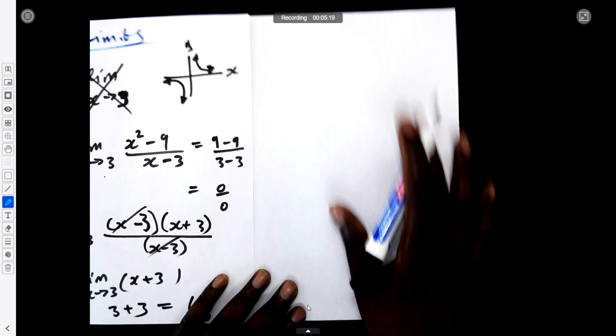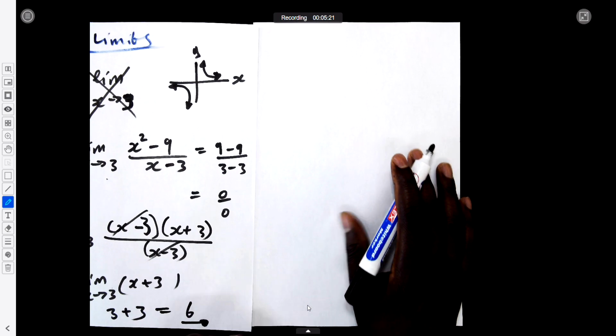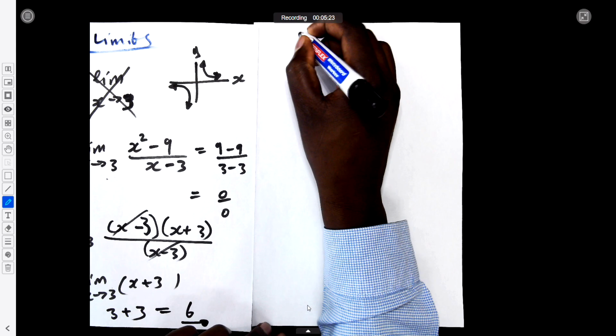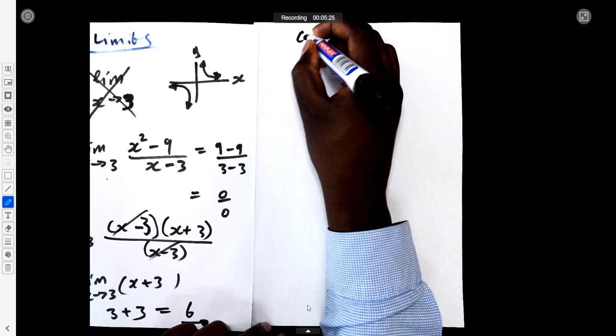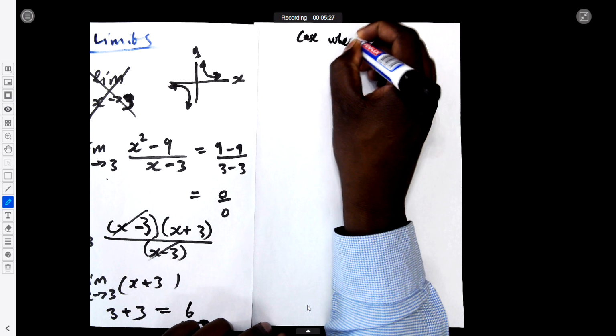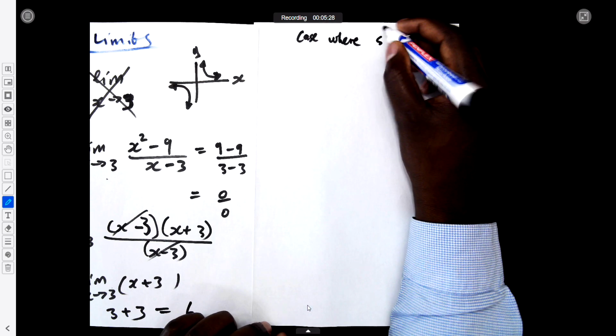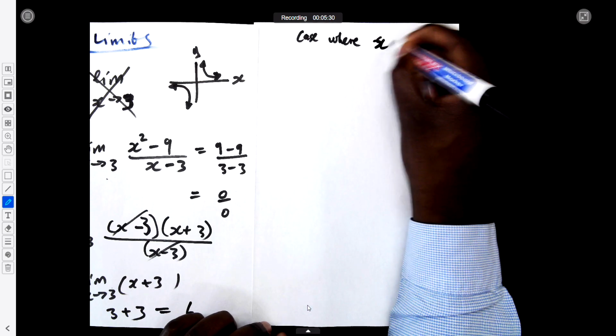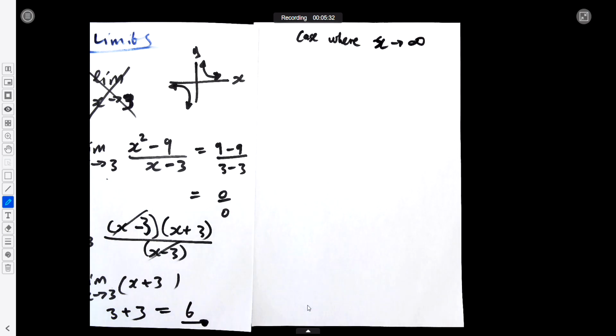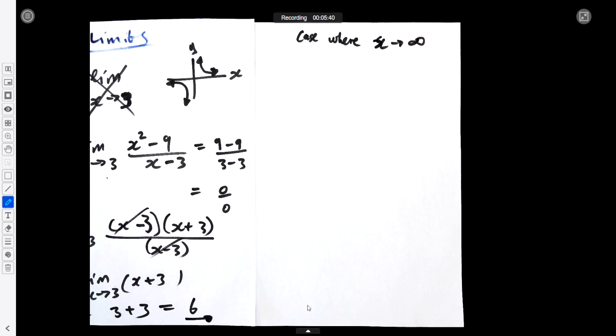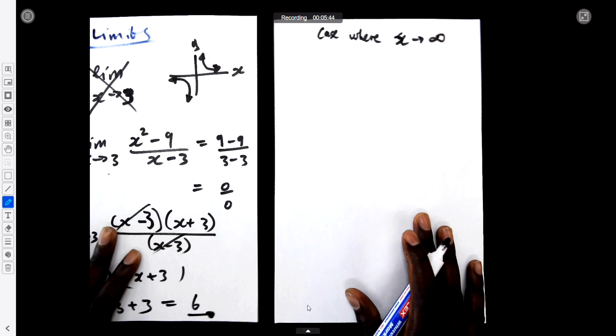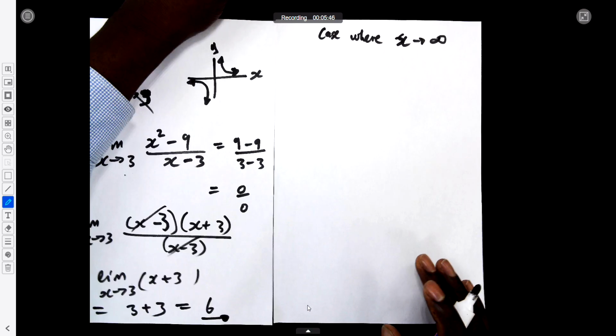So we have a case where we substitute, where, let's say, x approaches infinity. Let's say a case where x approaches infinity. So we have three conditions.